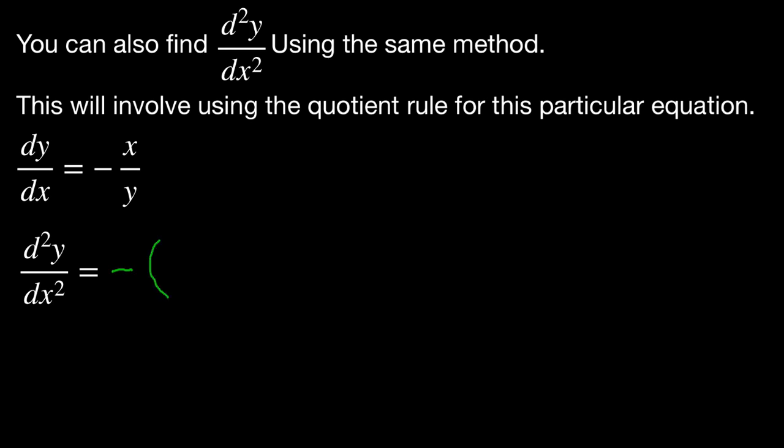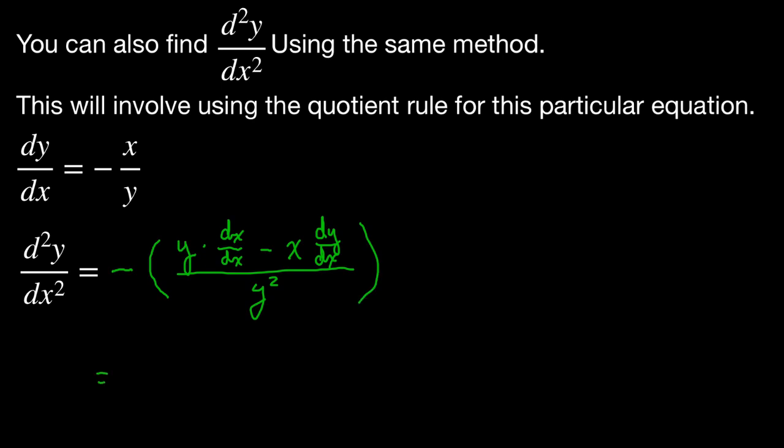This is going to be using the quotient rule, which is going to start with the bottom times the derivative of the top, which would be dx, minus the top times the derivative of the bottom. Well, the derivative of the bottom is the derivative of y with respect to x. And all of this will be over y squared.